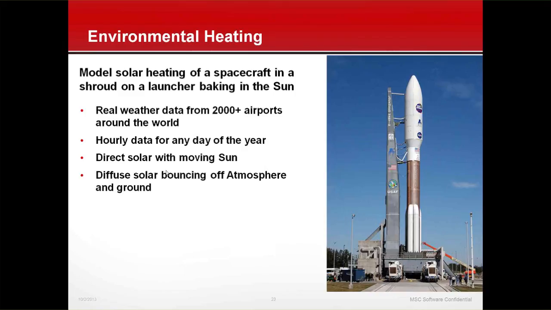We have something called diffuse solar, which will bounce off the atmosphere. We can create cloudy days to see how a cloudy day will be different than a sunny day, because on a sunny day, the sun might only hit one side of this, but on a cloudy day, you're going to get solar flux into all the sides because of the stronger diffuse term. So you can sometimes on a cloudy day get a worst case, at least for some parts of your vehicle.